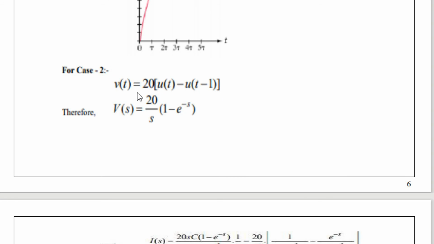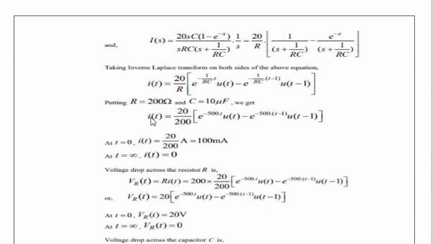So in case 2, we have considered a pulse signal, where V of t is equal to 20 into u of t minus u of t minus 1, with 20 volts amplitude. So in the case 2 condition, the voltage is expressed in terms of an equation. By following the same procedure as case 1, we got the Laplace transform. So this is your I of s. I of s is equal to 20 by R into 1 by s plus RC minus e power minus s by s plus RC. By following the same procedure, we'll get your I of t.